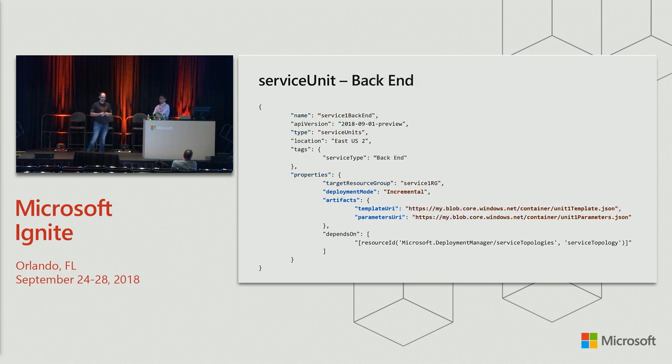So here's the back end. This is an incremental deployment mode. And you notice that these artifacts are fully qualified URIs. So if you do have resources that are living in different locations, you can either put them directly under one artifact source and then do all of your stuff relative path to that, or you can do absolute pathing as well.